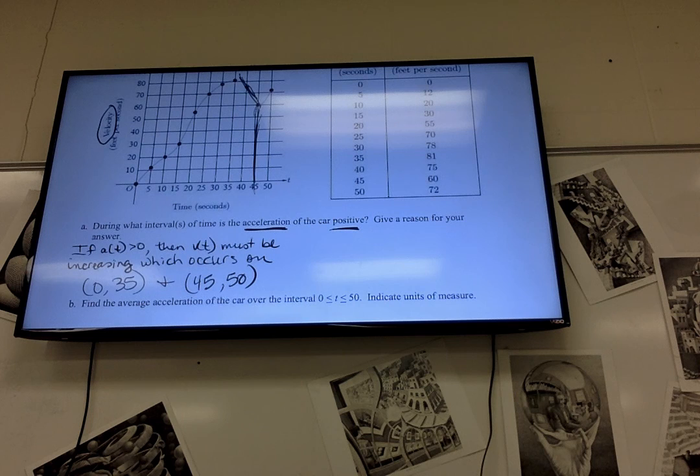We could have also gotten that from our table. We can see all of these are increasing up until I get to 35, and then from 35 to 45 it decreases, but then it starts increasing again. So we can either get that from the table or from the picture. Okay. B, find the average acceleration of the car over the interval.